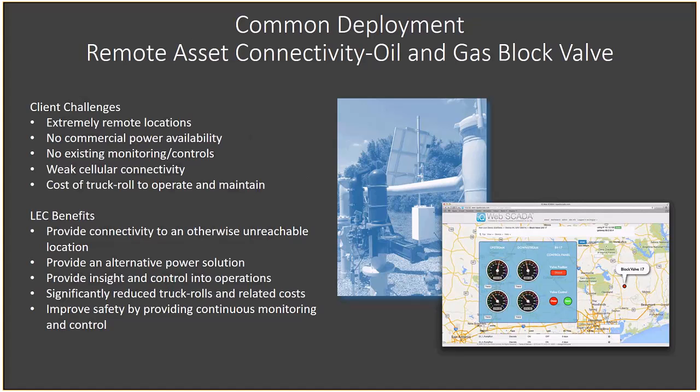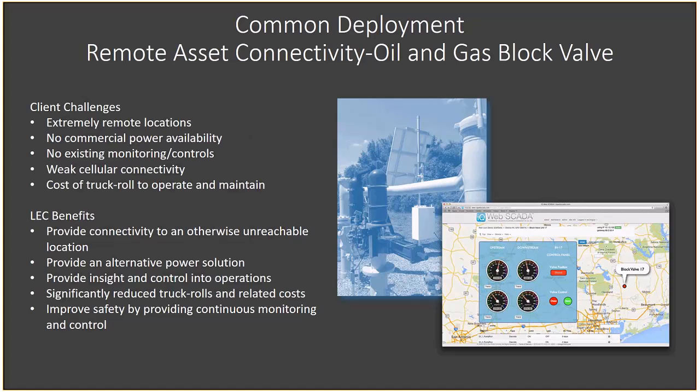The next common deployment we see, here's a good example, is an oil and gas block valve. So this is obviously in the oil and gas vertical. A pipeline block valve, typically these are extremely remote locations, require long truck rolls. In many cases, there's no commercial power available. In many of these cases as well, there's no remote monitor and control of these types of applications.